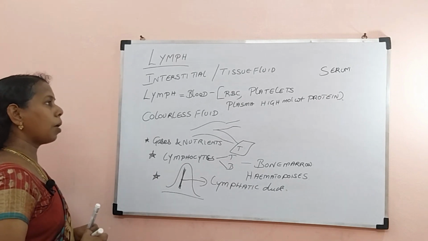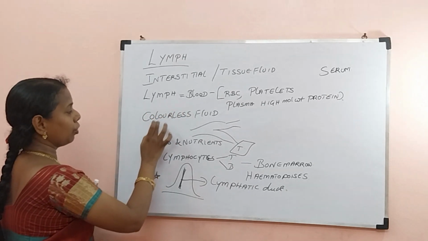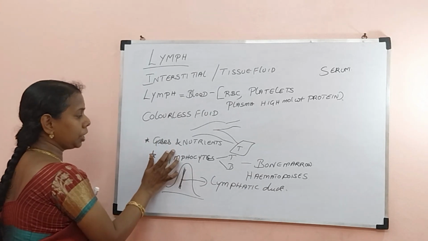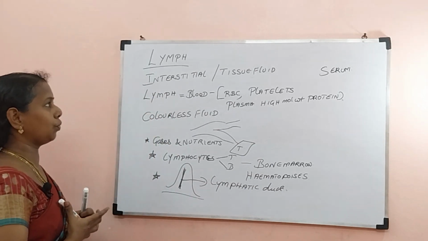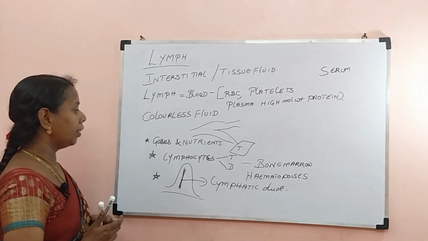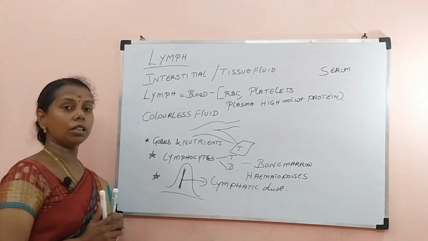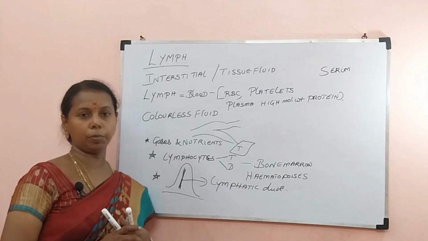Yes, sir? So, possible questions I told you: What is the composition of lymph? What is the color? What is the function? And it is interstitial fluid or tissue fluid. Are you all clear with this topic? Fine. So, can you tell me what is the process of production of lymphocytes in the comment box?